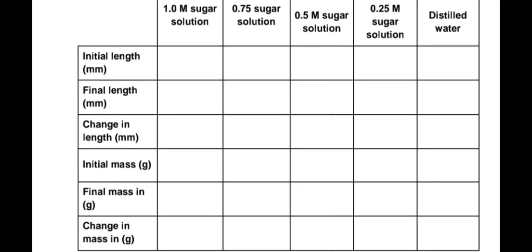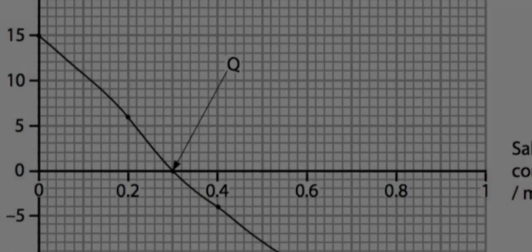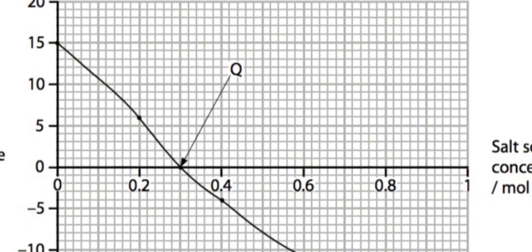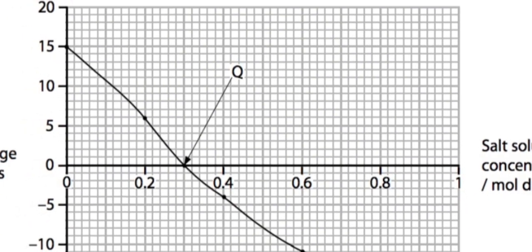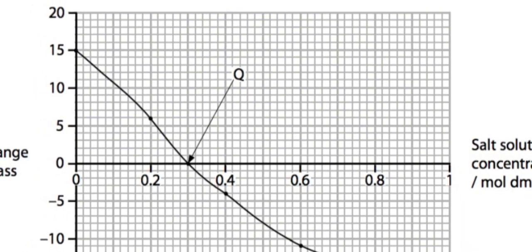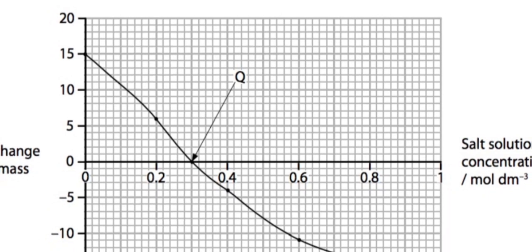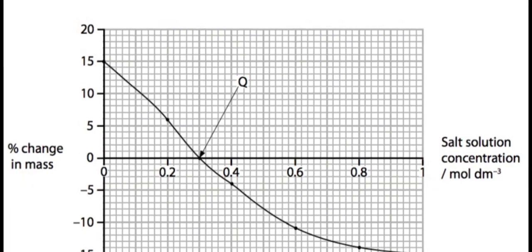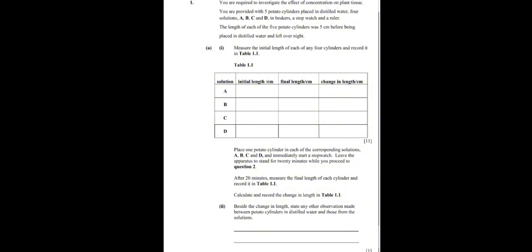Record on a table, and be able to plot a graph with change in mass on the y-axis and concentration of sugar solution on the x-axis. Plot another graph with change in length in millimeters on the y-axis and also the concentration of sugar solution on the x-axis. I have used this typical practical question that was on number 1 in the specimen 2018. Make sure you can answer all the questions, plot the graph, and suggest methods of improving the experiment.